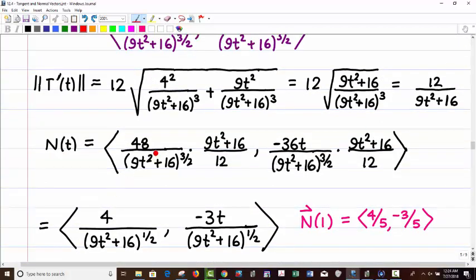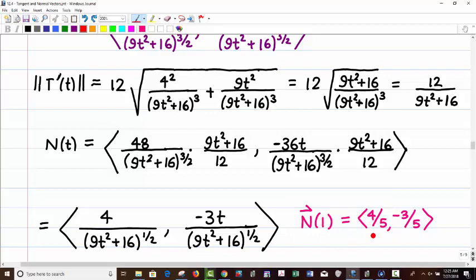Then you take T prime of t over the magnitude of T prime of t, and you come up with this result that I simplified. Then if you plug 1 in there, you do get exactly 4/5, negative 3/5. So the disadvantage to the method I did is you're going to have to choose between one of two vectors, but that's not that difficult compared to this, I don't think. So this formula will directly calculate the answer.